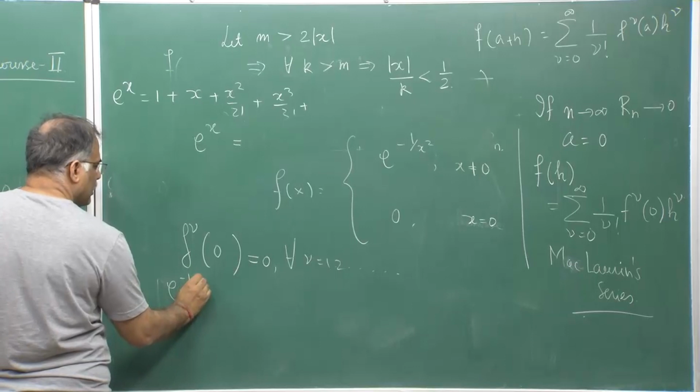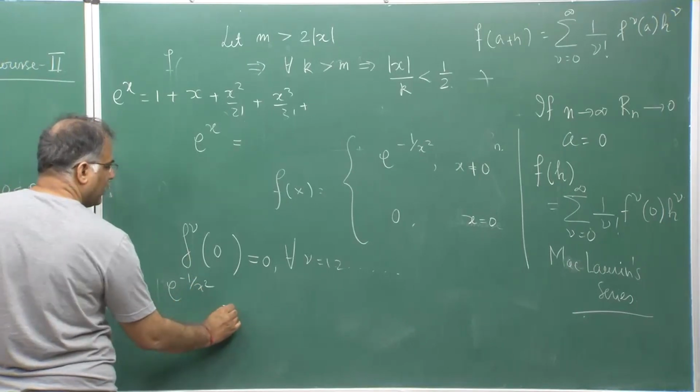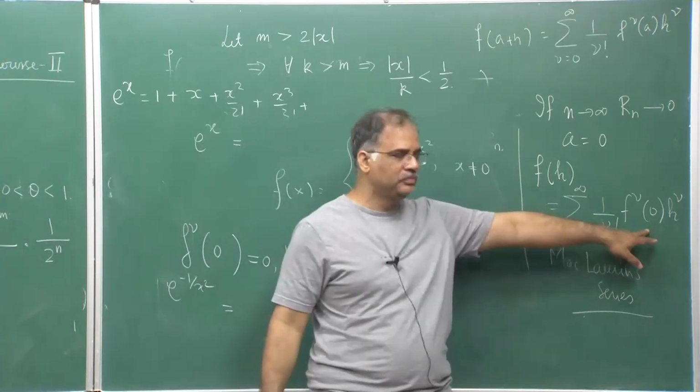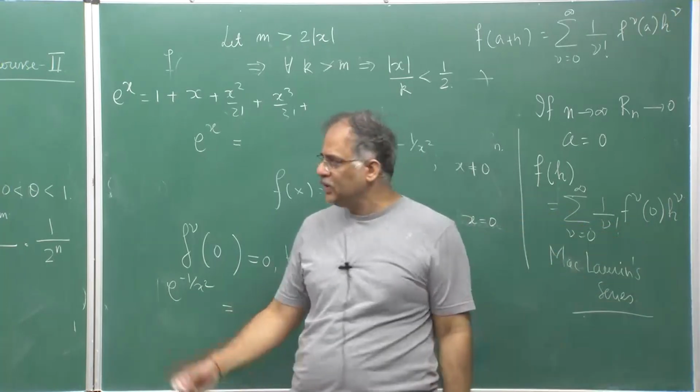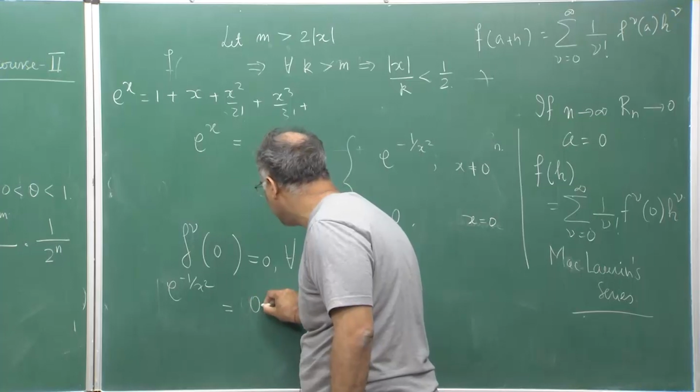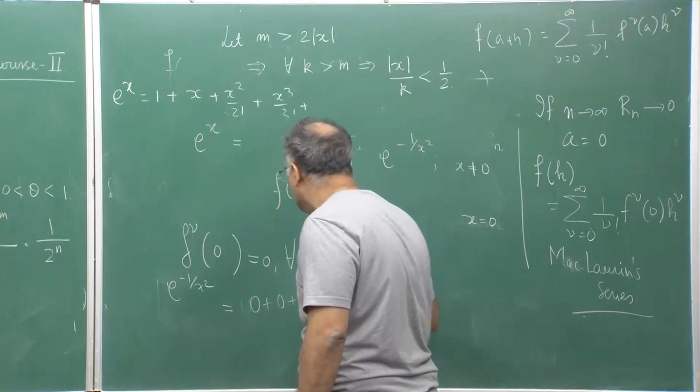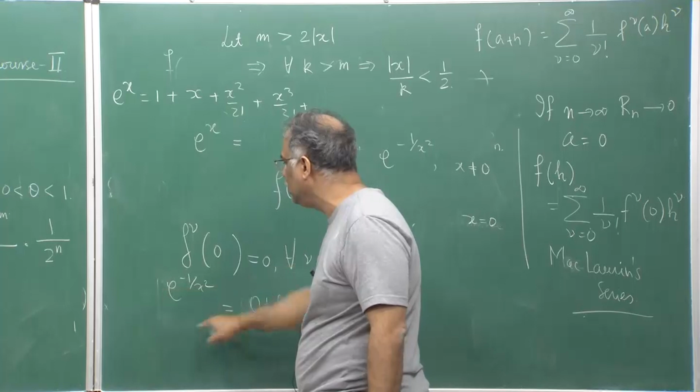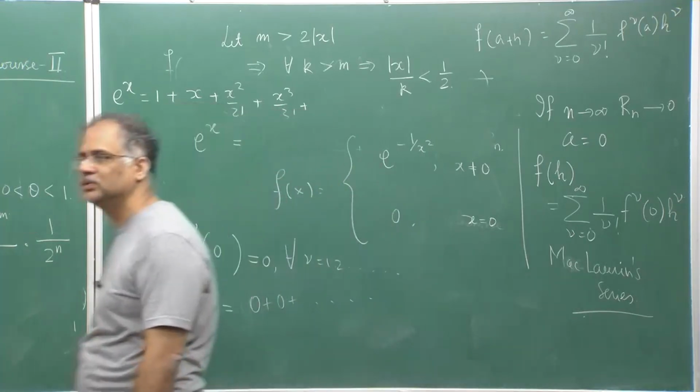But take any h or any x, it is e to the power minus 1 by x square. So, that cannot be expressed through this expression, because f of 0 is also 0. So, this one side is just 0. If you do the Maclaurin's expansion, the Maclaurin's expansion is 0, but here for x not equal to 0, e to the power minus 1 by x square is not equal to 0.